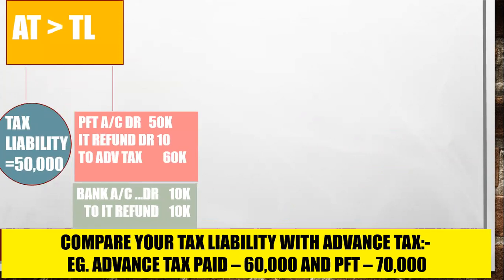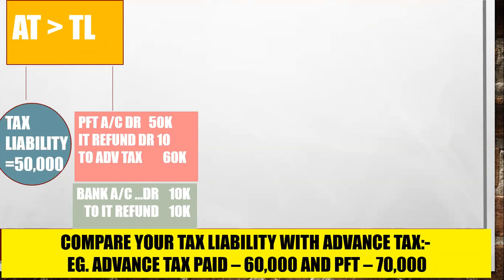This is the first situation: advance tax is more than your tax liability. In the first situation, I have taken my tax liability as 50,000, but I have paid advance tax of 60,000. That means I have paid 10,000 extra tax to the government. So the government will refund it to me. So the entry will come: PFT account debit 50,000, income tax refund account debit 10,000, to advance tax 60,000. This entry will come when your advance tax is more than your tax liability.